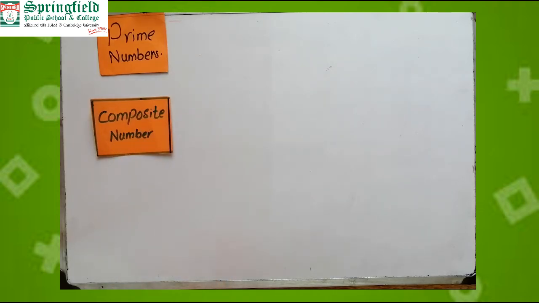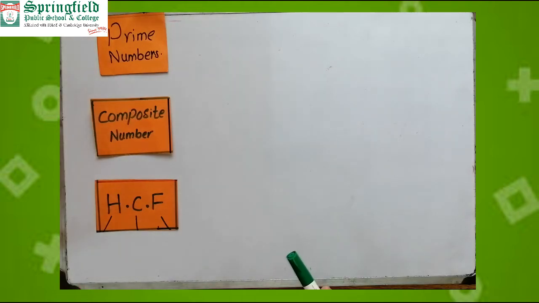We also learned about the HCF. HCF means highest common factor, that is how we can find the highest common factor of two or more numbers. We can find the highest common factor of two or more numbers by using the prime factorization method. So first we will find the factors of those numbers by using the prime factorization method, and then we will find the common factors, and the multiplication of the common factors is called the HCF.